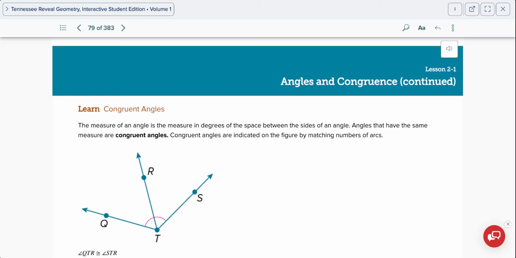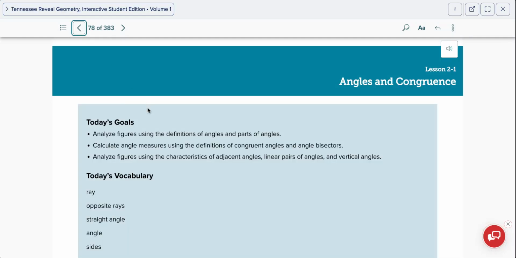All right, everybody, we are in 2-1, Angles and congruence. I think I'm on the wrong page. There we are. For Geometry, Tennessee Reveal.